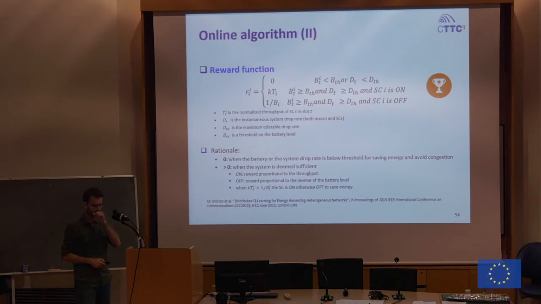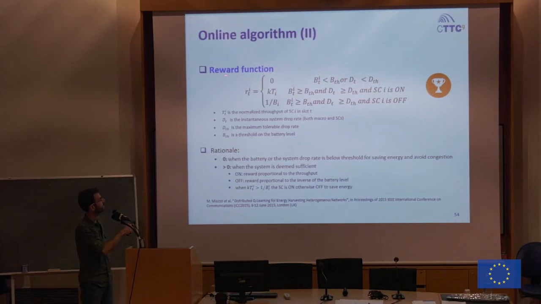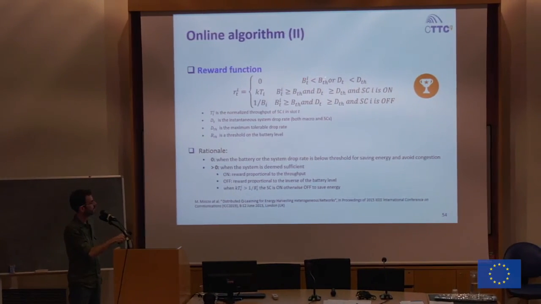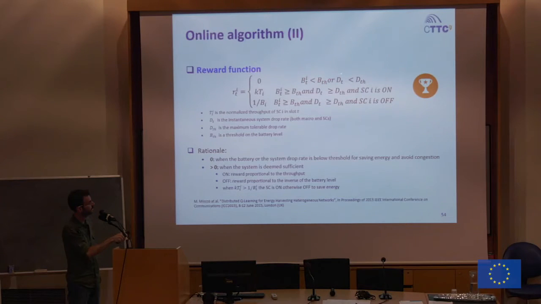A bit more engineering has been done for the definition of the reward function. We have zero reward when the system is in outage, so when the battery is below a given threshold and we are dropping too many users. In the case that the small cell is on, what I want is to maximize the throughput, to serve as many users as I can. In the case that the small cell is off, what I want is to charge the battery as fast as I can. Okay.